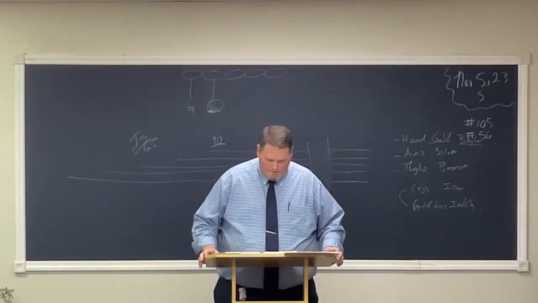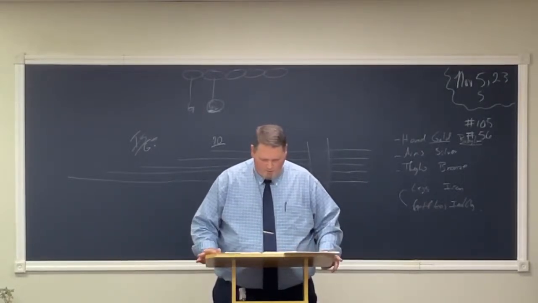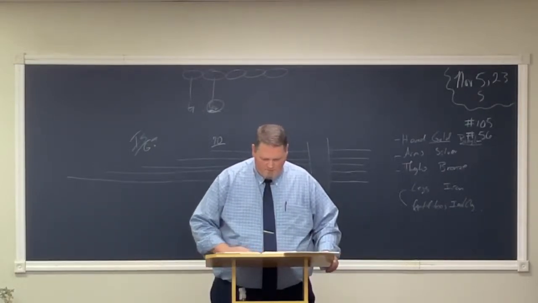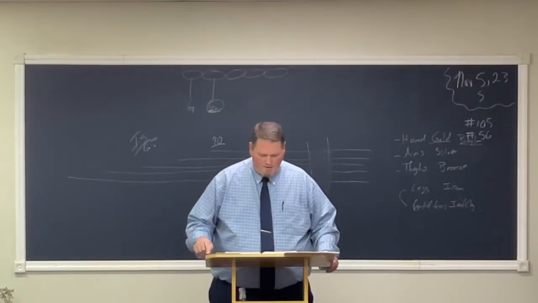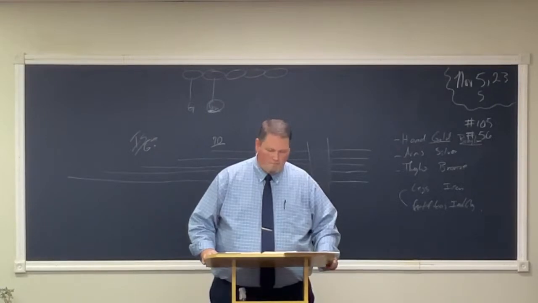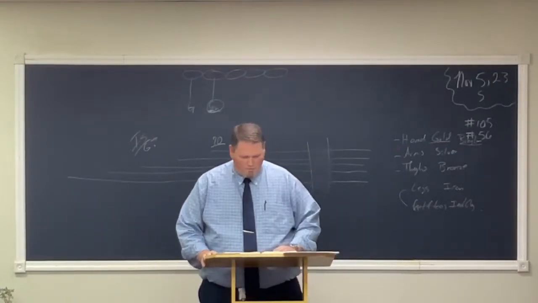Nebuchadnezzar the king made an image of gold, whose height was 60 cubits, and breadth thereof 6 cubits. Notice those next few words. He set it up. Who set it up? He did. Notice, keep on going. Verse 2.